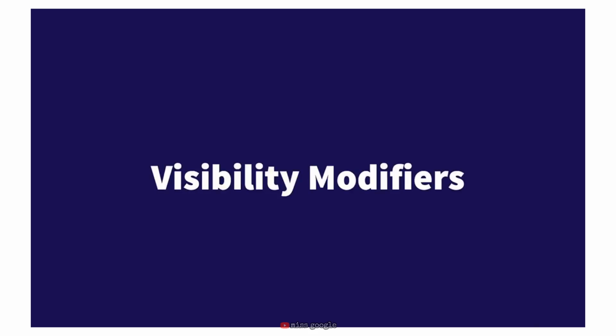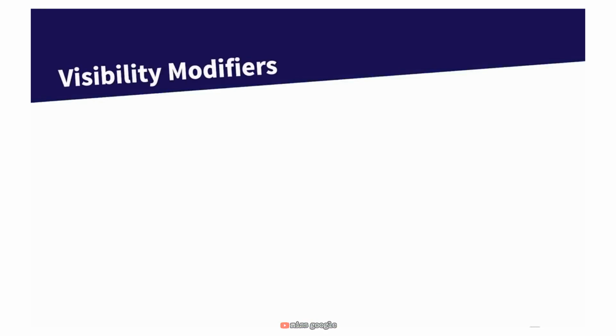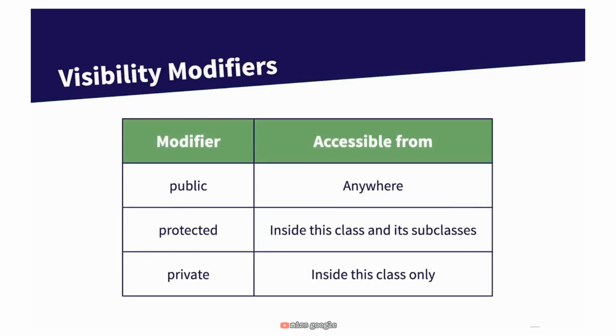In this chapter, we will learn about PHP's visibility modifiers. Visibility modifiers are used to control access to objects' properties and methods. There are three visibility modifiers: public, protected, and private. Any property or method that's listed as being public is going to be accessible from anywhere.